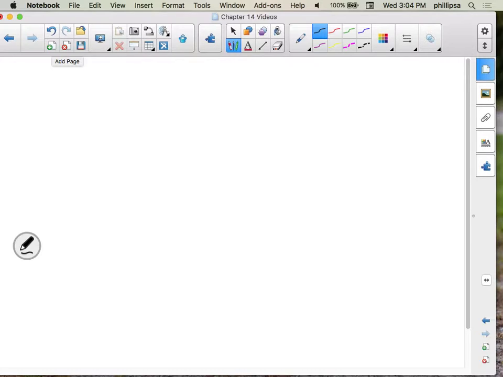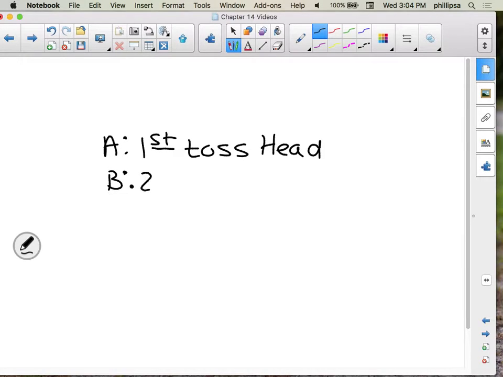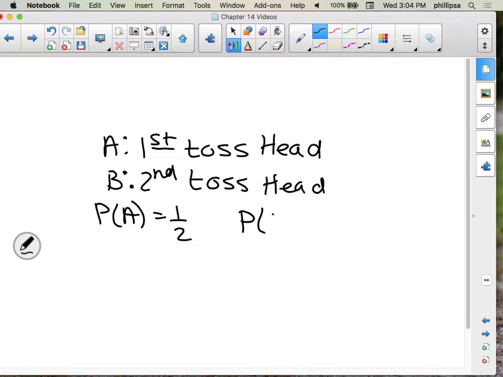So let's just give ourselves a little bit of a situation here. Let's suppose we're going to toss a coin twice. We'll define event A as the first toss being a heads, and event B as the second toss being a head. So the probability of A would be 1/2, and obviously the probability of B would also be 1/2.